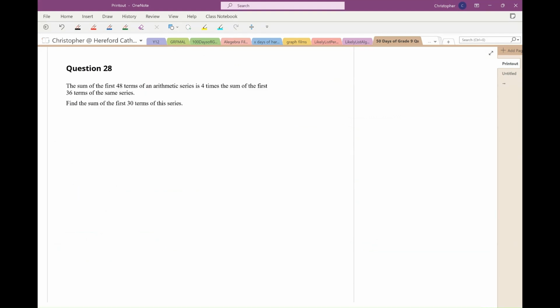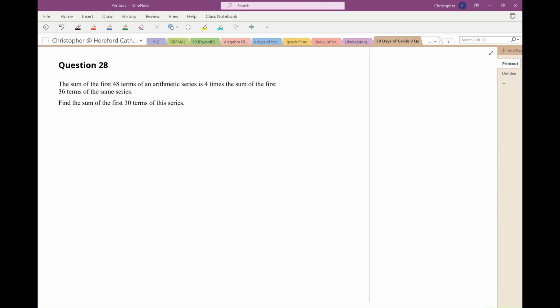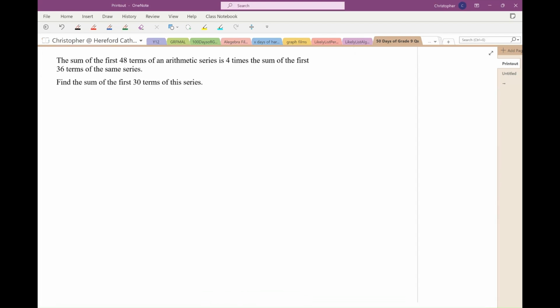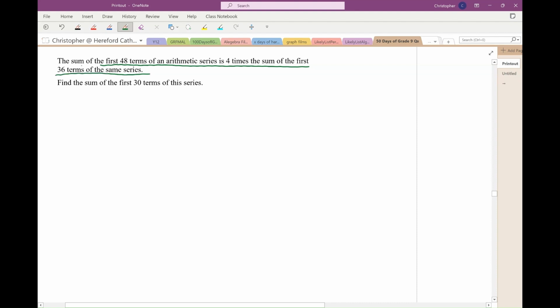Question 28. This looks like a question about series. The sum of the first 48 terms in our arithmetic sequence is 4 times the sum of the first 36 terms of the first sequence. That's going to give me an equation, isn't it? And then I've got to find the sum of the first 30 terms of this series.